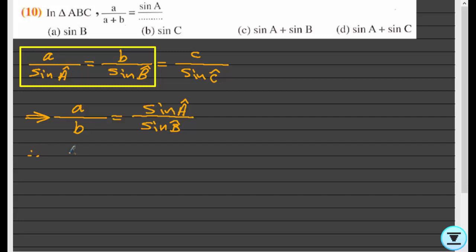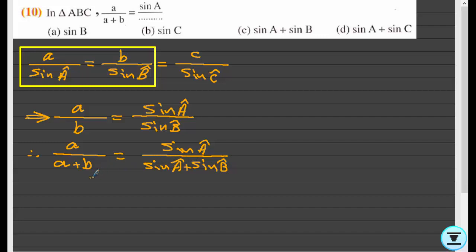So a over a plus b equals sine A over sine A plus sine B. It is from the properties of proportion. So the solution will be in letter C here, sine A plus sine B.